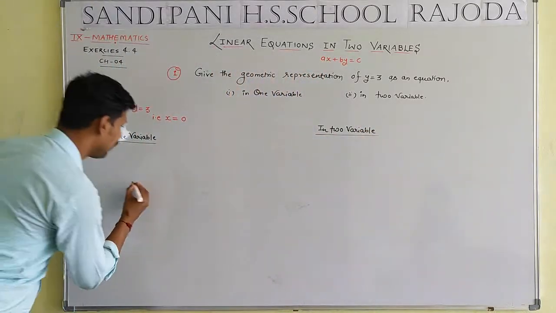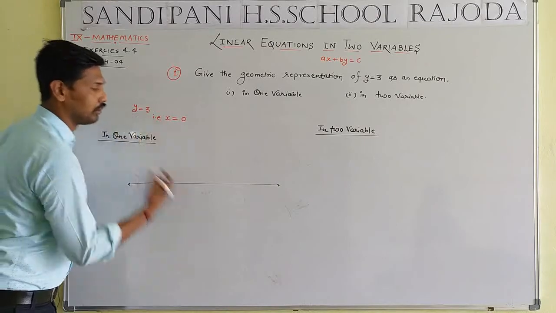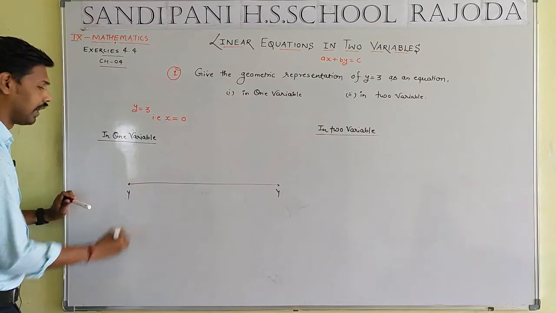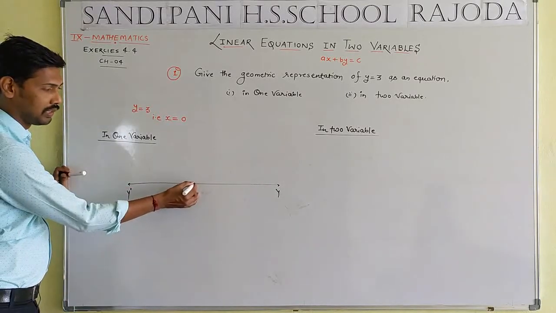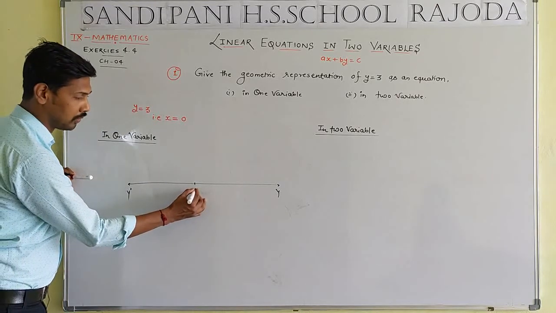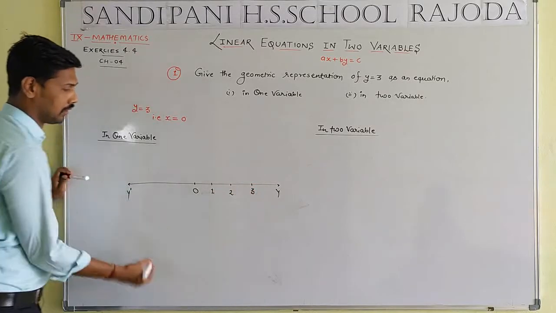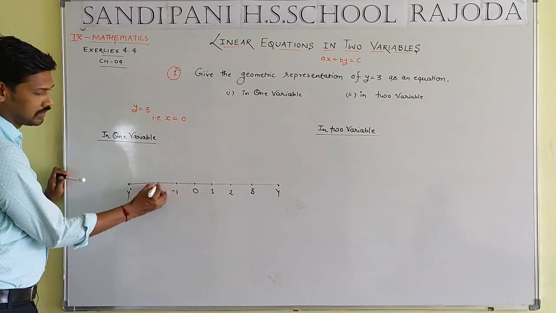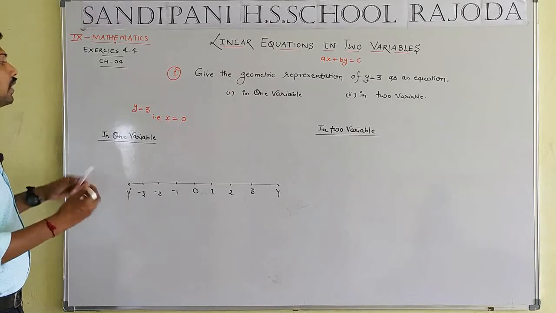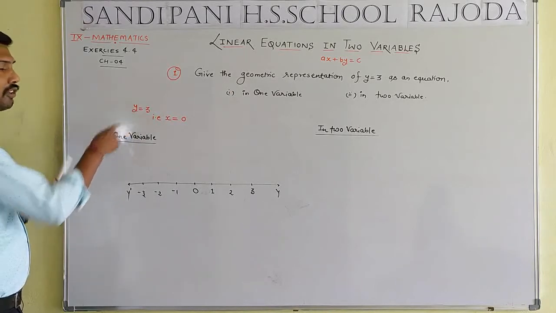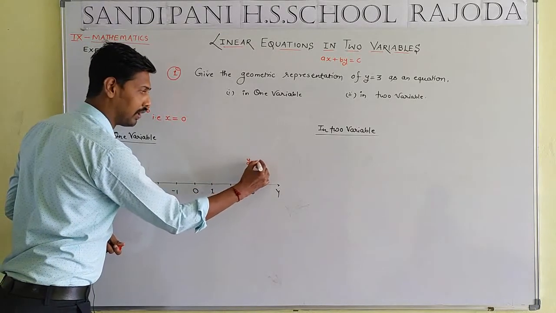representation. Students, a simple line representation, okay, y equal to 3. That means we are taking only the y-axis. This is the positive y-axis, this is the negative y-axis. Let us consider the origin will be equal to 0, then first cut, second cut and third cut. First, that means -1, second -2 and -3. Students, here in one variable we have to represent y equal to 3. Here y will be equal to 3, may be written y equal to 3.